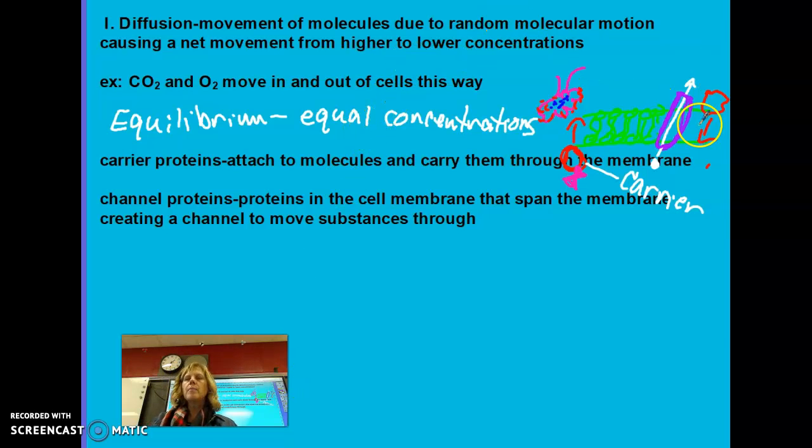So we have this happening in our cells as well. And it's going to keep doing that until we say equilibrium is achieved and there's equal concentrations throughout my beaker. And things like carbon dioxide and oxygen will move that way through cell membranes until there's equal concentrations of oxygen and carbon dioxide on both sides of the membrane. And we'll talk about that more when we learn about respiration.